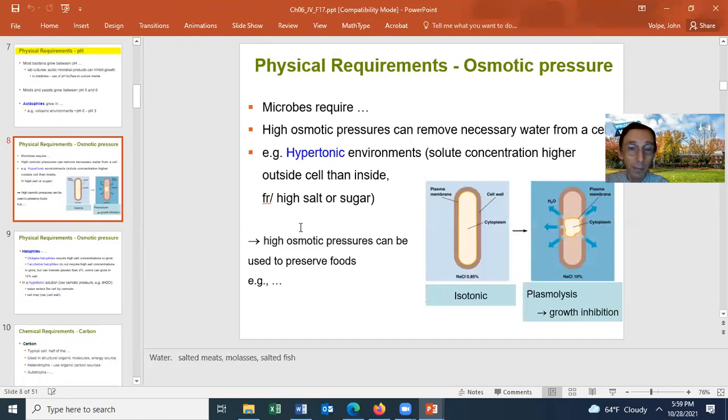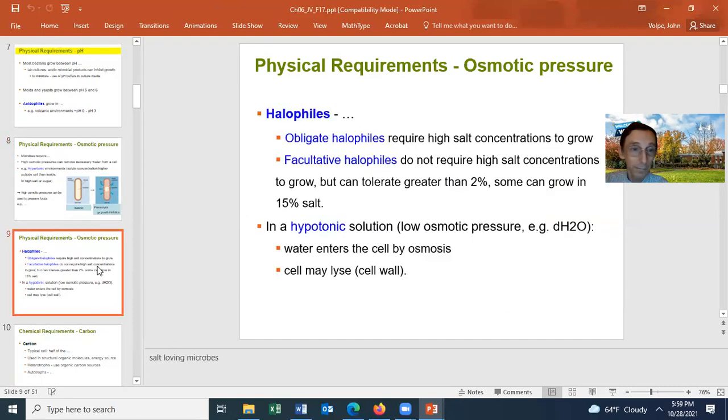Oh, some other examples would be candied fruit or salted vegetables, meaning dried fruit and dried vegetables. High osmotic pressure prevents the microbes from growing.